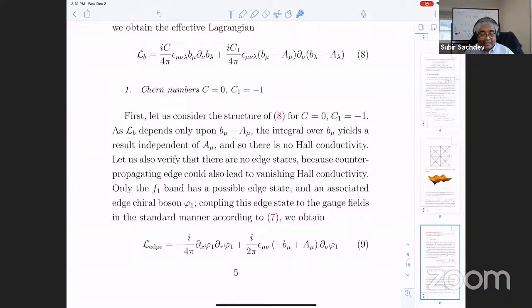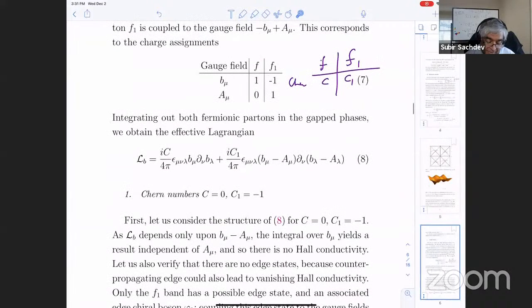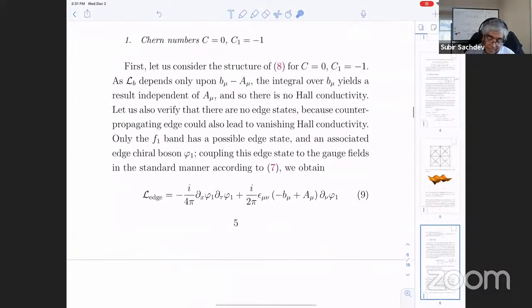We also know how a gauge field couples to the edge theory. The F1 band couples to B mu minus A mu. So then you have a coupling between B mu minus A mu and the boson current, the boson density and the current. This is how the edge state will couple to the gauge field.